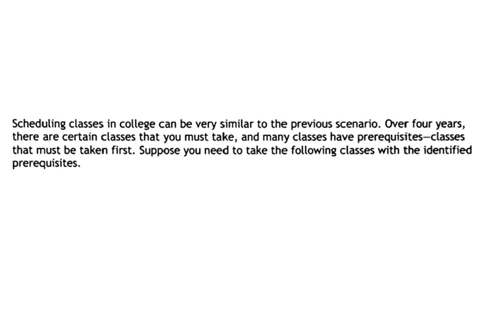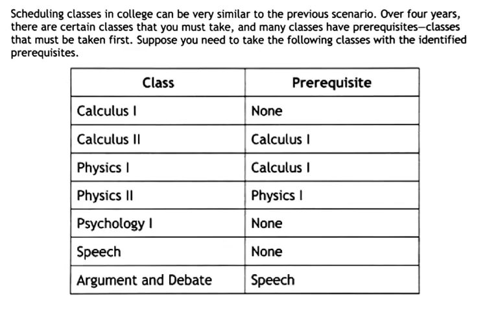So scheduling classes in college can be very similar to the previous scenario. Over 4 years, there are certain classes that you must take. They're called prerequisites, classes that must be taken first. So suppose you need to take the following classes with the identified prerequisites.